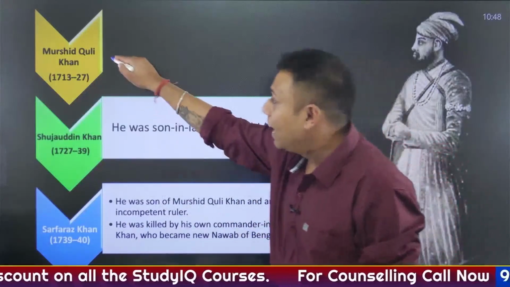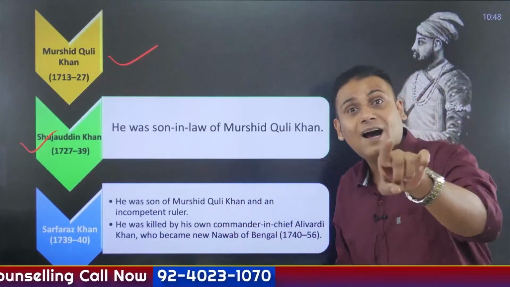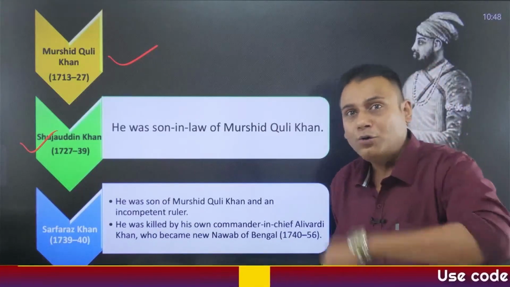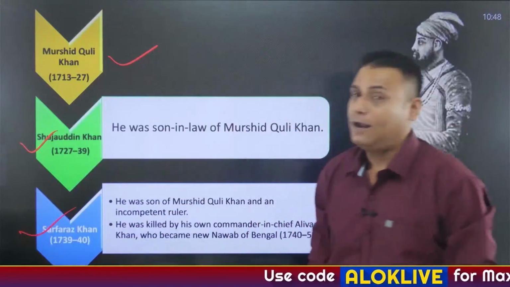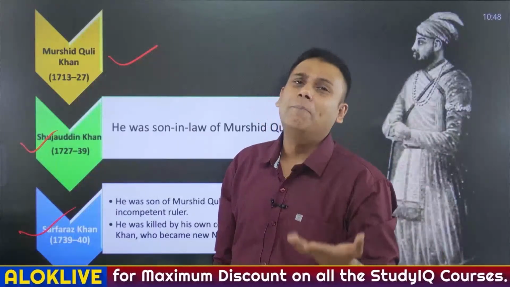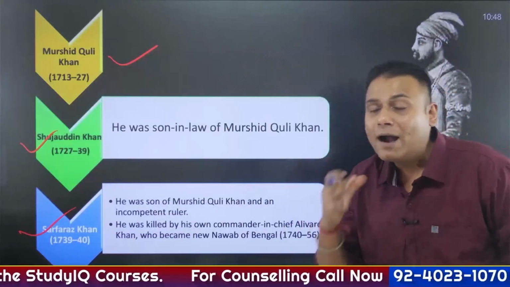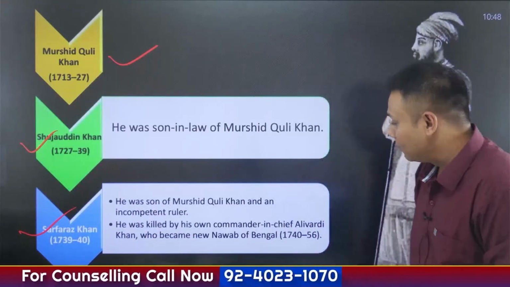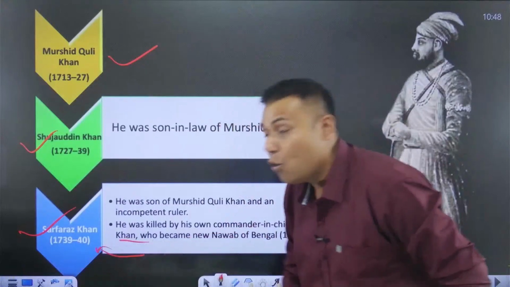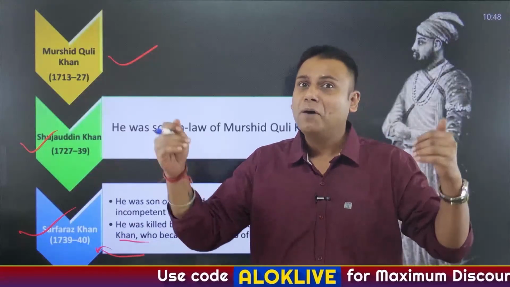Now, Murshid Quli Khan was succeeded by Shujauddin Khan. Who was Shujauddin Khan? Shujauddin Khan was the son-in-law of Murshid Quli Khan. Shujauddin Khan was succeeded by Sarfaraz Khan. Who was Sarfaraz Khan? He was the son of Shujauddin Khan, but he was not that competent. So Sarfaraz Khan had a military commander whose name was Ali Vardi Khan. Okay, it is said that Ali Vardi Khan killed his own master Sarfaraz Khan and declared himself the Nawab of Bengal.